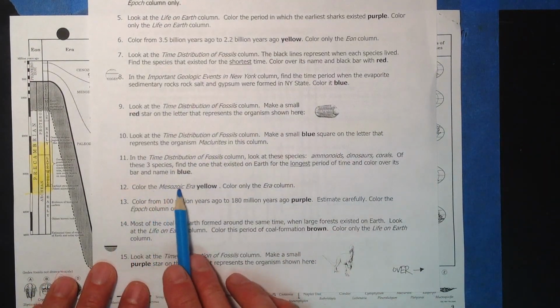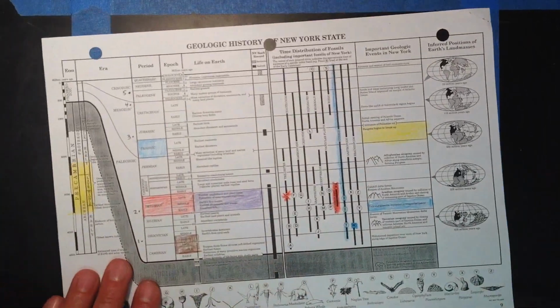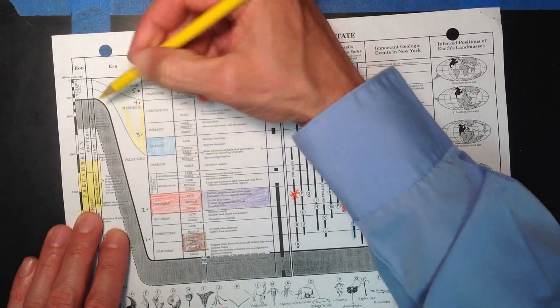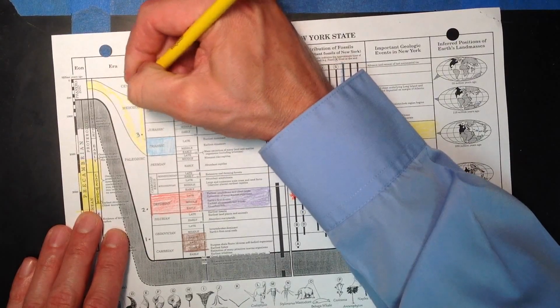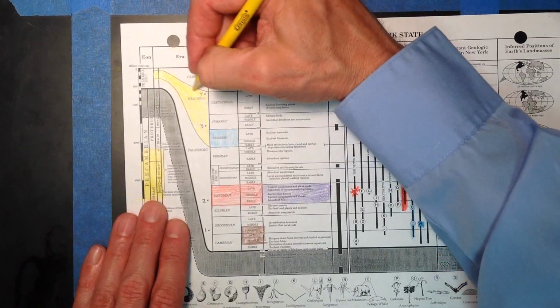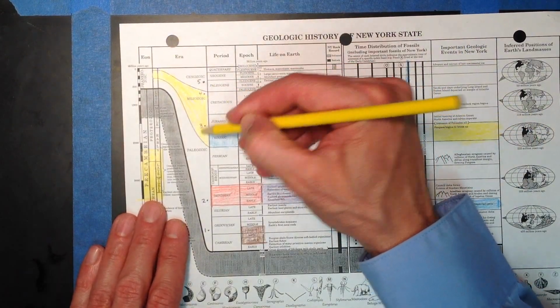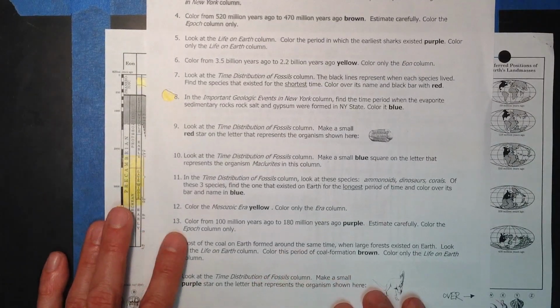Up next, 12. Color the Mesozoic era yellow. Only the era column. Here we go. Mesozoic is this right here. See the name? It labels this whole time period here, so this represents the Mesozoic era. Sorry if I'm off the page. And within there are three periods: Cretaceous, Jurassic, Triassic. This is a lot of coloring.